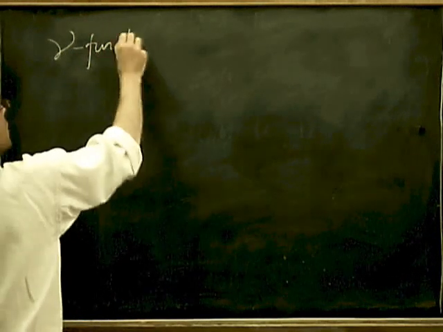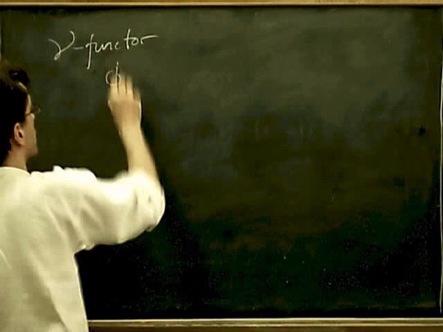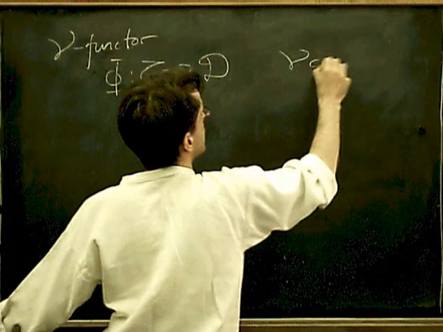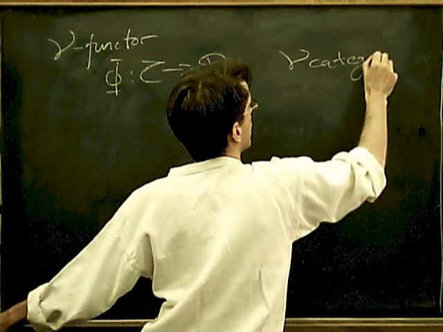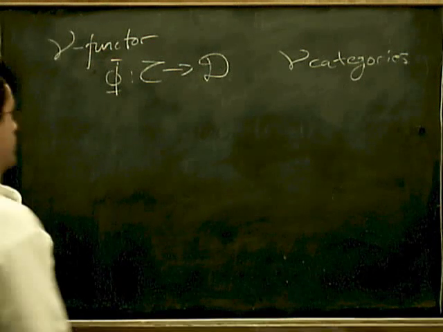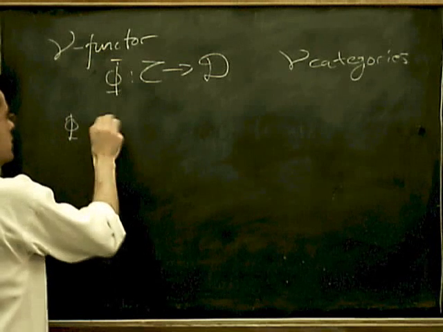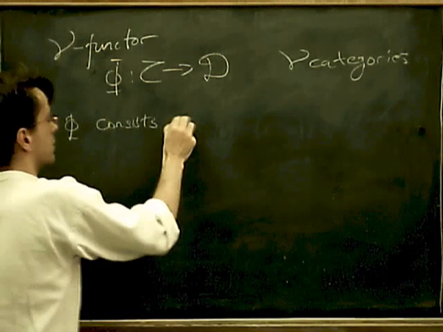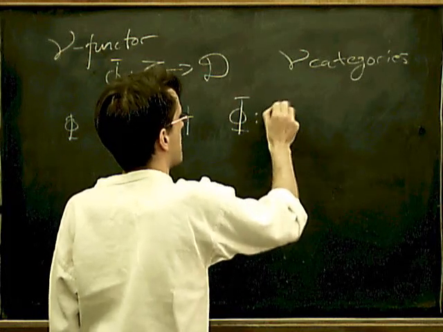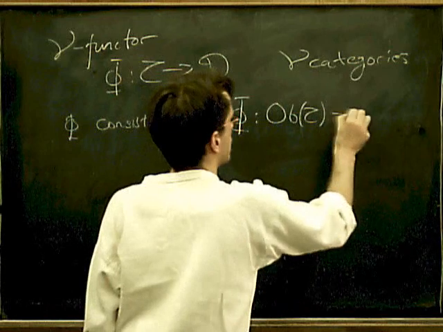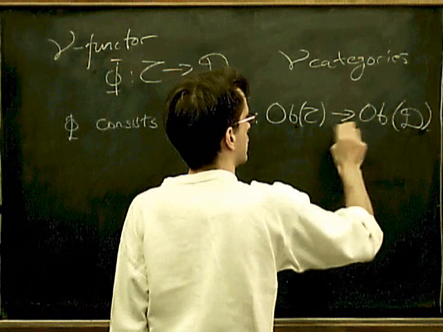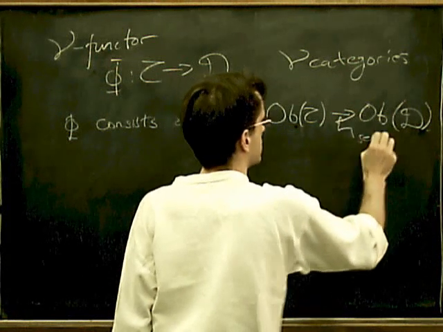So suppose we've got two V-categories. So these are V-categories, for some monoidal category V. So what is a V-functor? So phi consists of, firstly, we have a map, just of sets, from the objects of C to the objects of D. Each object of C gets sent to an object of D. So this is just a set map.